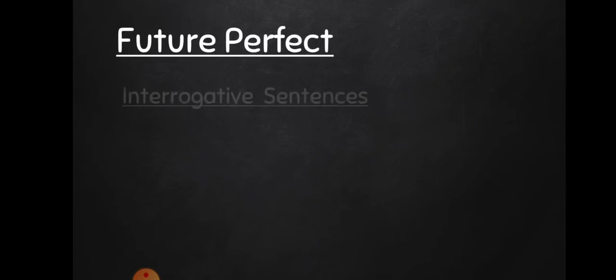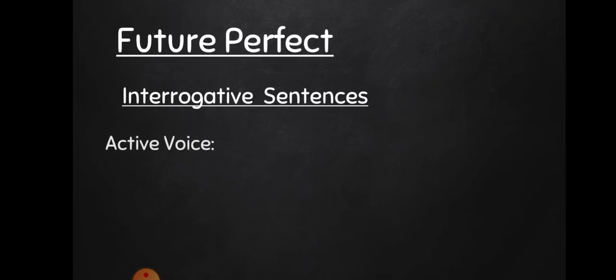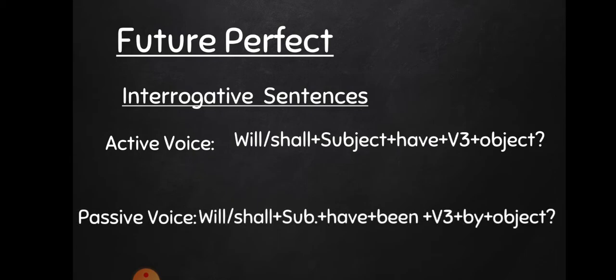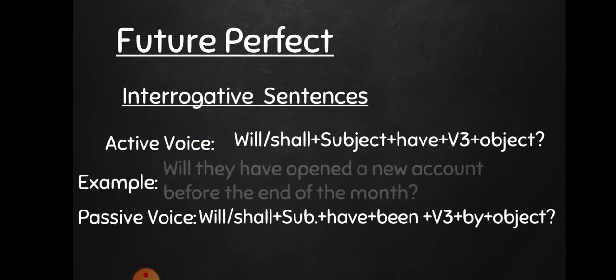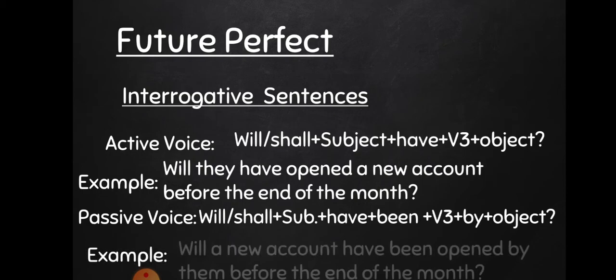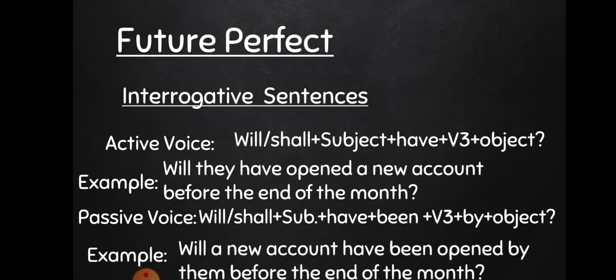Now we come to future perfect interrogative sentences. Active voice: will or shall plus subject plus have plus the third form of the verb followed by object. Passive will be will or shall plus subject plus have plus been plus V3 plus by plus object. Let's take an example. Will they have opened a new account before the end of the month? The passive will be will a new account have been opened by them before the end of the month?